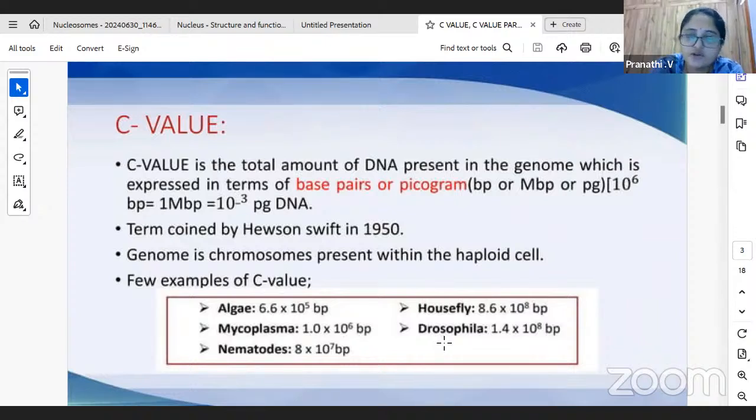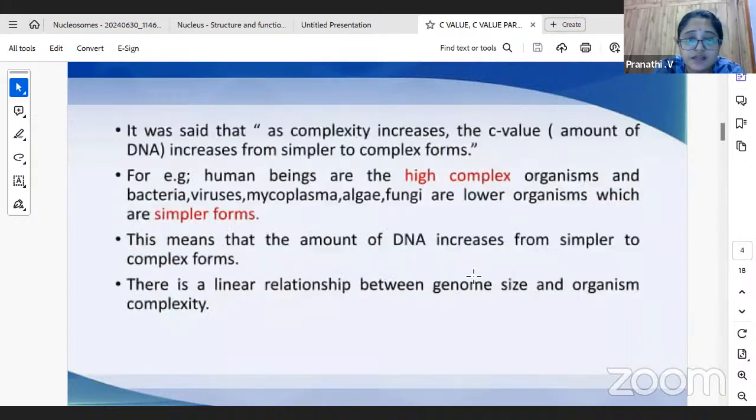Drosophila and housefly, they both belong to fly, that is the insect family. But housefly has around 8.6 into 10 power 8 base pairs. Drosophila has only 1.4 into 10 power 8 base pairs. So there is a difference in the organism itself.